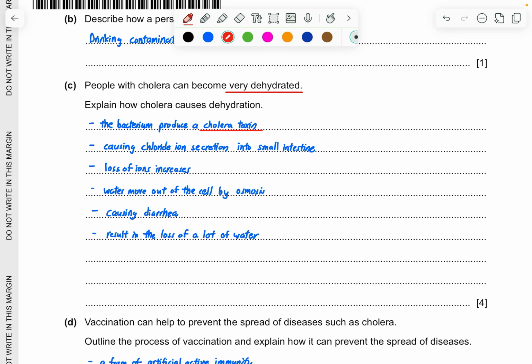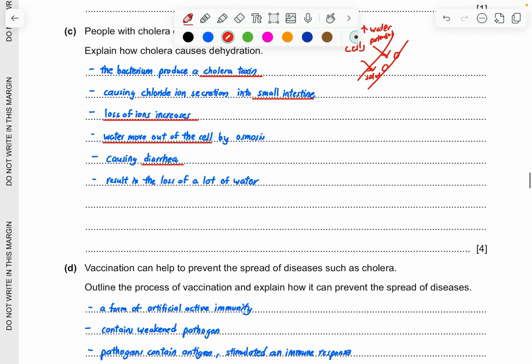So they cause chloride ion secretion into the small intestine. Then there will be a loss of ions because you want to change the concentration gradient. When you change the concentration gradient, then you only allow water to move out of the cell by osmosis, of course, because it's water. Then this will cause diarrhea, okay? Because let's say this is your cells, and this is the contents like that. What happens is that because your ions keep on going out, you are making inside here more high water potential. And when you make this side higher water potential and inside becoming more solutes with a lesser water potential, what happens is that water will rush in here, and this will result in the loss of a lot of water.